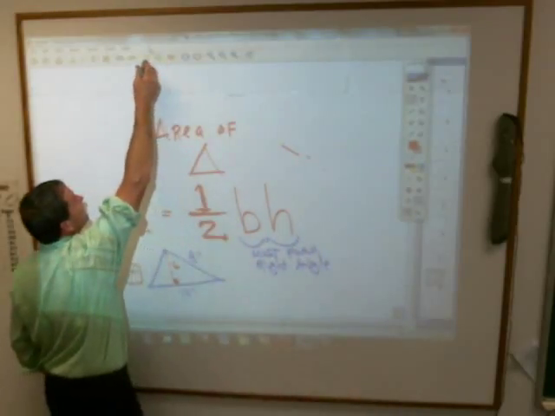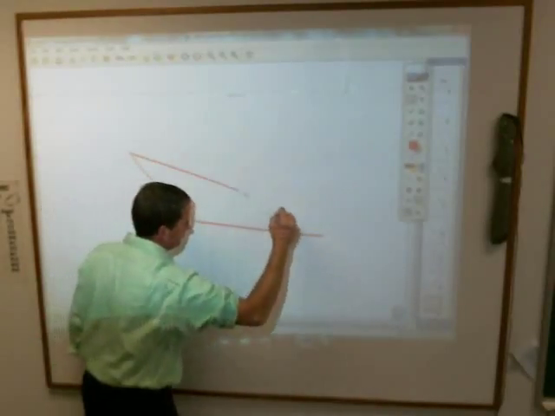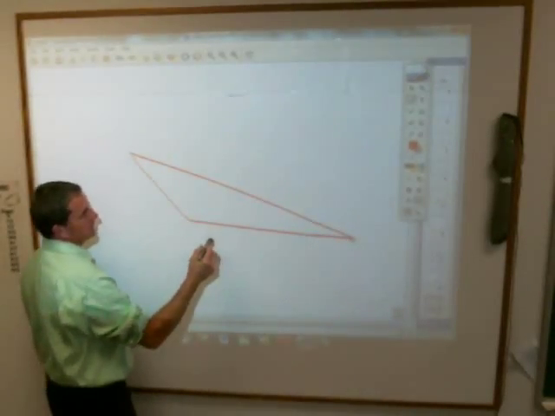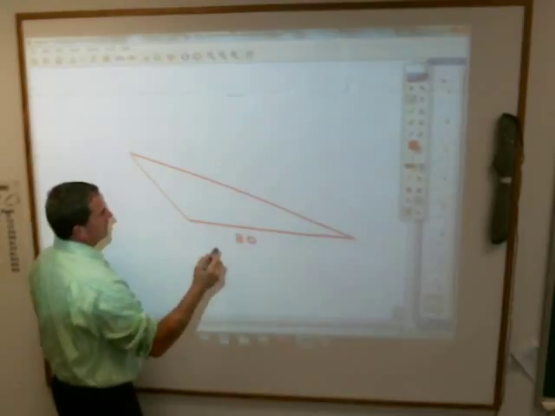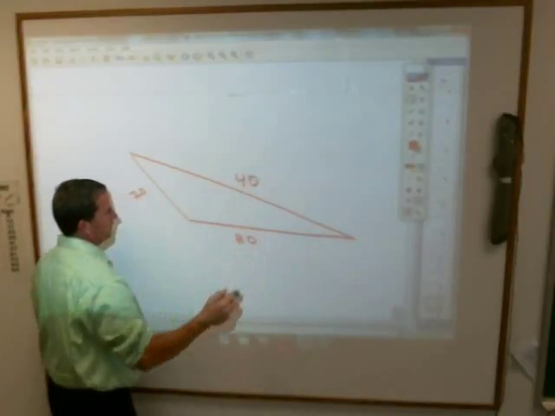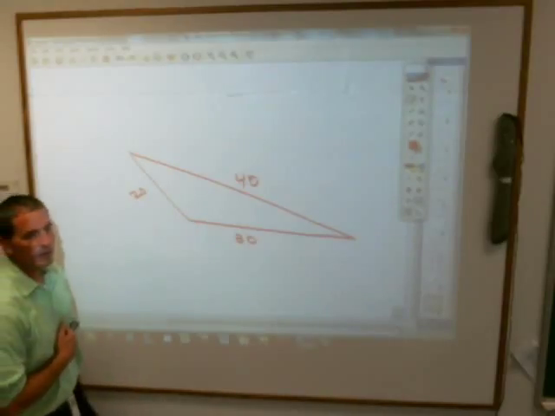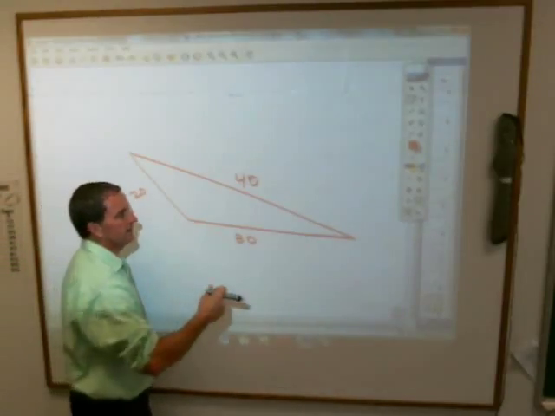Let's do the big one. Let's say this is 30 and this is 20 and this is 40. The area of that triangle will be, what's that? The area will be the height. Where is the right angle? Ah, thank you very much.